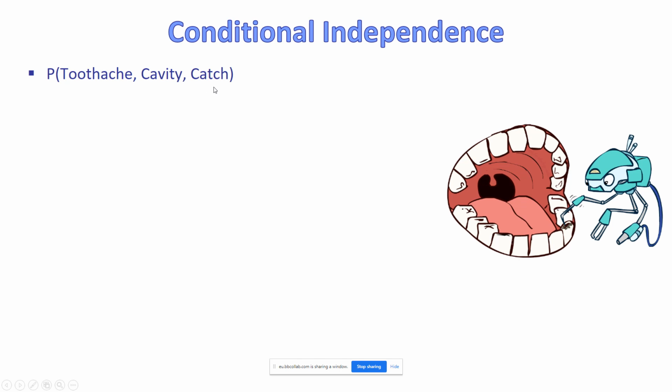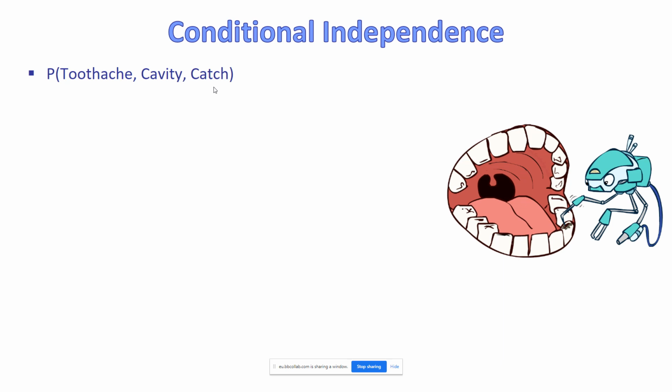Yeah, but they interact, right? And I can see that one affects the other, right? Because if I have toothache, that might be because I have a cavity, and because I have a cavity, I might have a catch, right? So there is some interaction, although it's not direct, but there is an interaction. And whenever there is an interaction, then we cannot say they are absolutely independent, right?